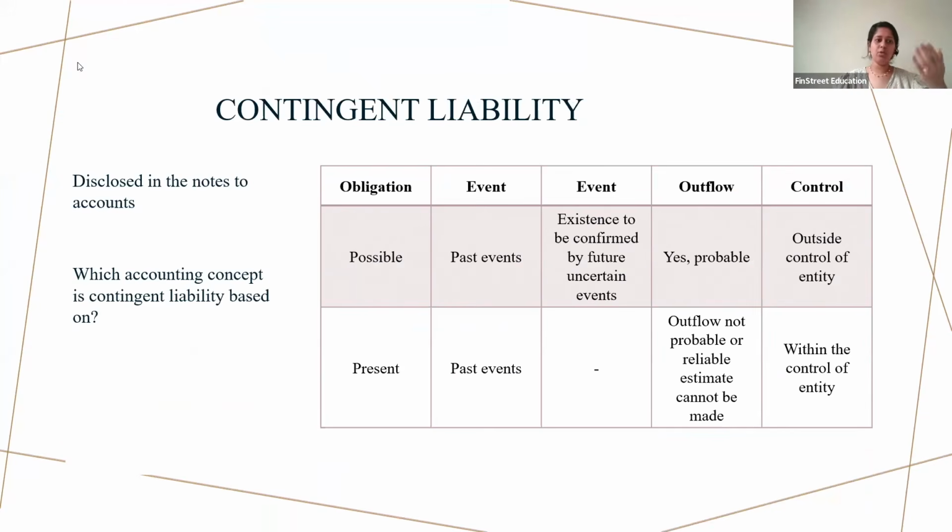Based on past events. Something happened in the past that definitely led to this obligation. Correct. Now we don't know whether we have to pay or not. The existence will be confirmed by future uncertain events. Do we have to pay? No, we are not sure of that as well. Can we control it? No, we can't control it. So pretty much nothing that is going to happen in the future is in the company's hands. Therefore, it is only disclosed as a contingent liability, and no provision is recorded.